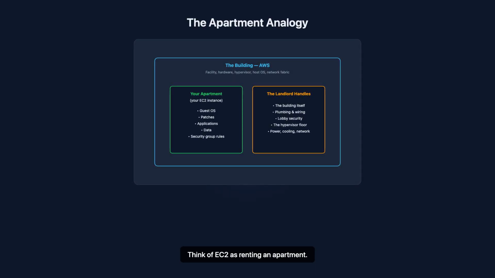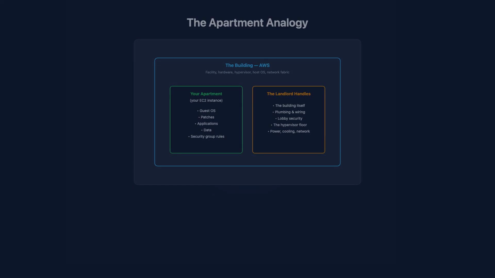Think of EC2 as renting an apartment. The building itself, the foundation, the plumbing, the wiring, the lobby cameras, the elevator, that's Amazon Web Services. They maintain all of it. Inside your unit, though, you bring your own furniture, set up your own Wi-Fi, lock your own door, and clean your own carpets. That's the guest operating system, the applications, the data, and the security group rules. Your unit, your responsibility. The landlord doesn't come in and patch your laptop.